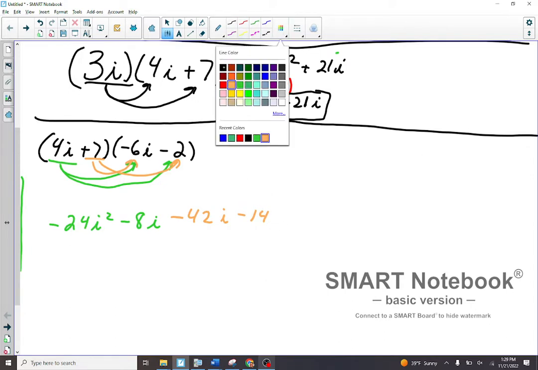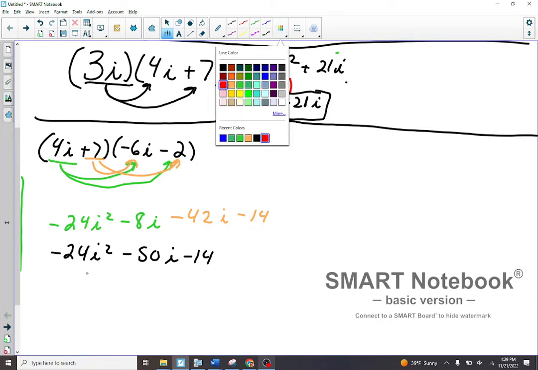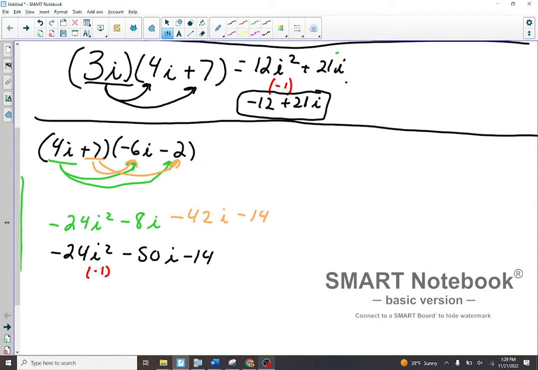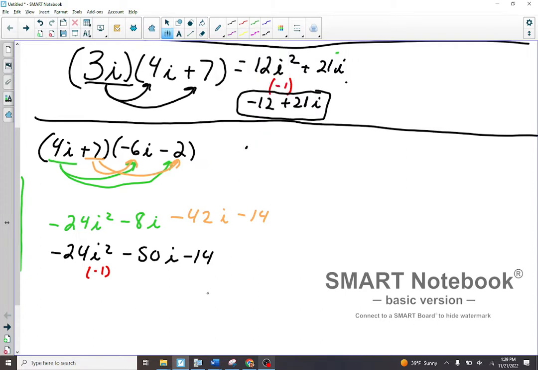So let's combine some like terms. Negative 24i squared minus 50i minus 14. And because this is i squared, we're going to make this into a negative 1. So negative 1 times negative 24 is a positive 24. Positive 24 plus negative 14 is going to be a positive 10. So 10 minus 50i.